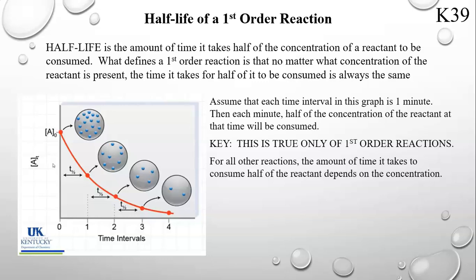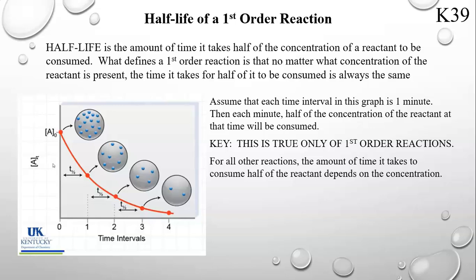So let's see some examples here. Assume that each time interval in the graph is 1 minute. So down below you have the time intervals on the graph: 1 minute, 2 minutes, 3 minutes. Then each minute, half of the concentration of the reactant at that time will be consumed. Key, this is true only of first-order reactions. For all other reactions, the amount of time it takes to consume half the reactant depends upon the concentration.